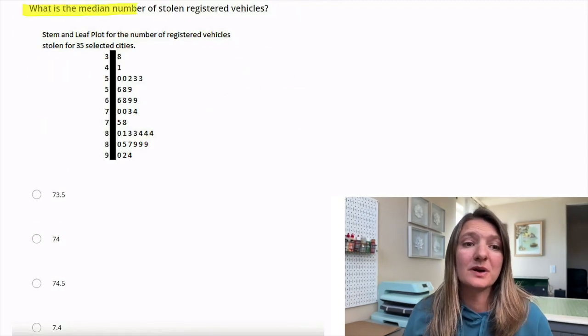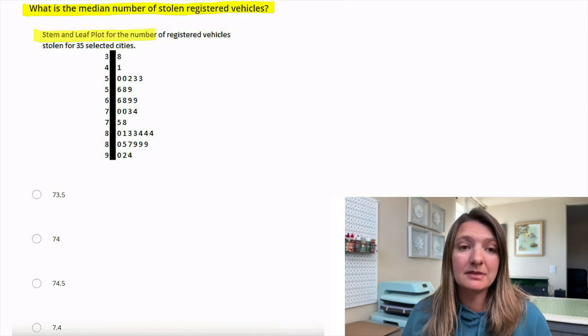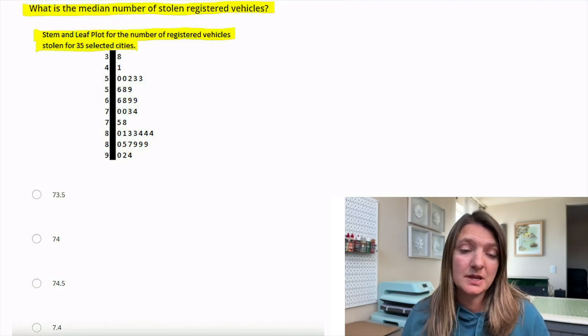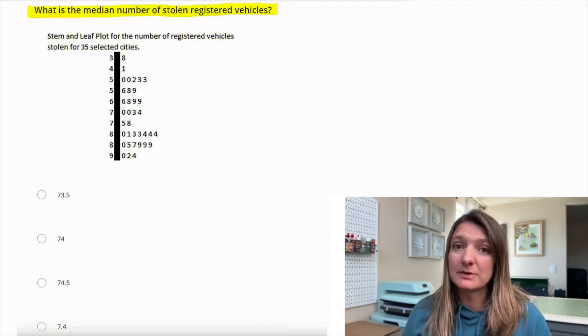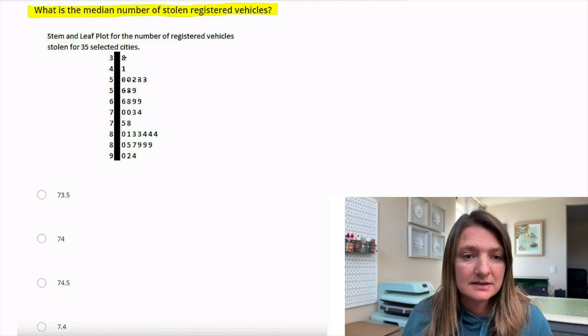Okay, question 3. What is the median number of stolen registered vehicles? A stem and leaf plot for the number of registered vehicles stolen for 35 selected cities is as follows. So to figure out that median, we have to count up how many plot points we have. So we have 1, 2, 3, 4, 5, 6, 7, 8, 9. Let's count these up. Sorry, bear with me.